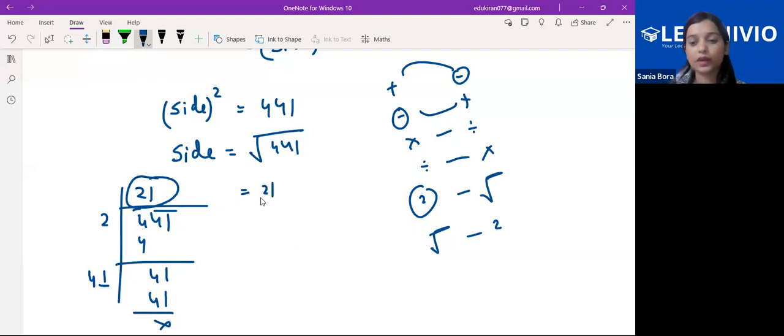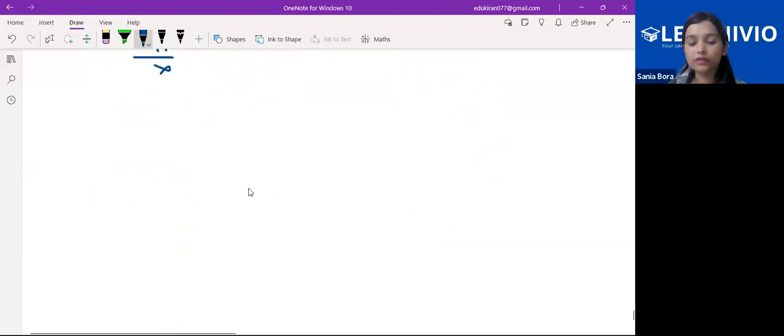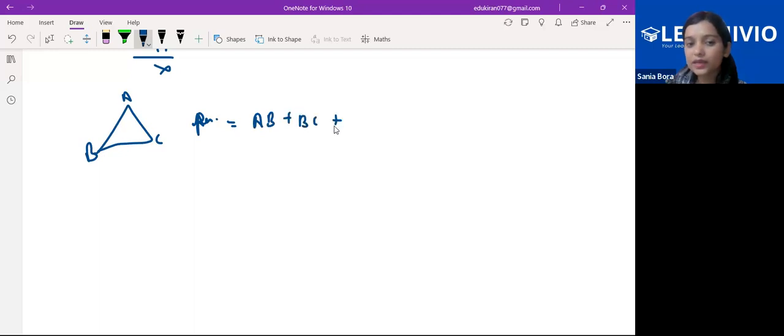Yes? Okay. Now there is one more thing which I need to teach you. There is one formula that we use. See, whenever you have to find the perimeter of a triangle, for example, this is A, this is B and C. You have to find the perimeter of this, right? So what we do is AB plus BC plus AC, right? For example, 2, 3 and 5. So you'll do 2 plus 3 plus 5 and you got the answer, 10.